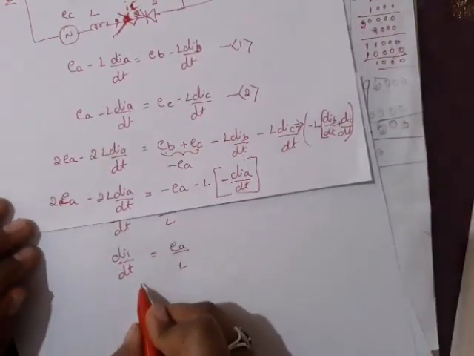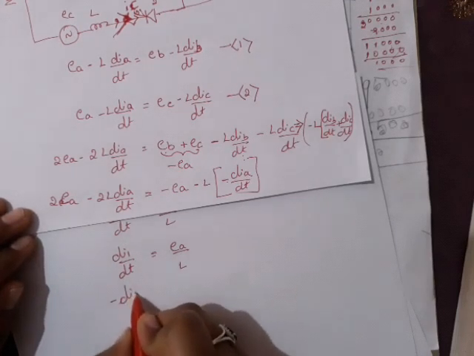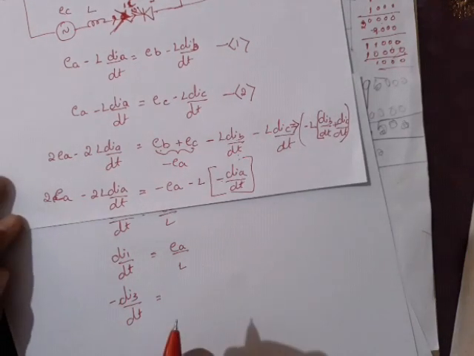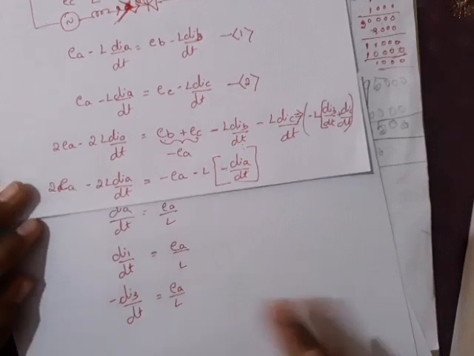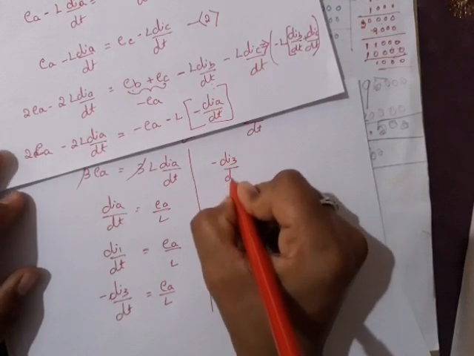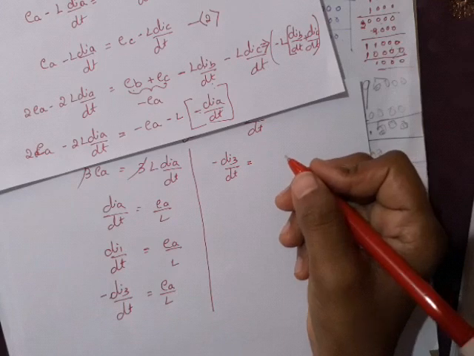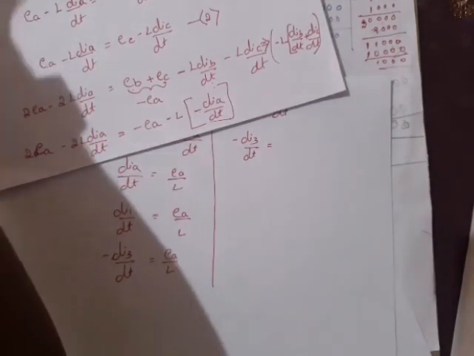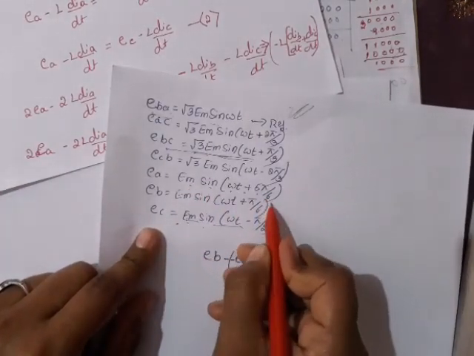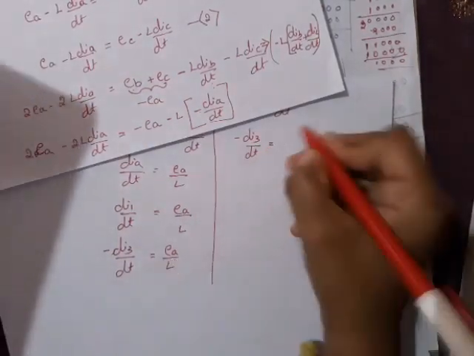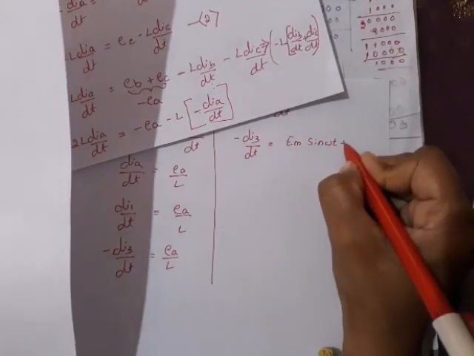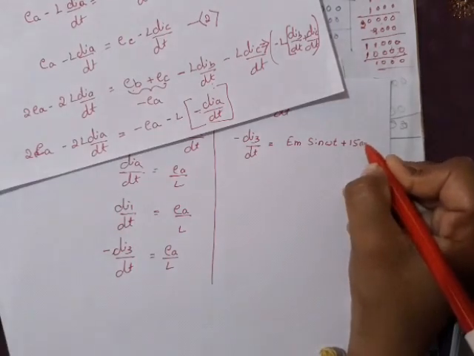So I have dI1 by dt. I can replace this with minus dI3 by dt, because I am analyzing the current for I3. So minus dI3 by dt is equal to EA by L. We know the phase voltage EA is given by Em sin(omega t plus 5 pi by 6). So this EA is given by Em sin(omega t plus 150), since 5 pi by 6 is 150.